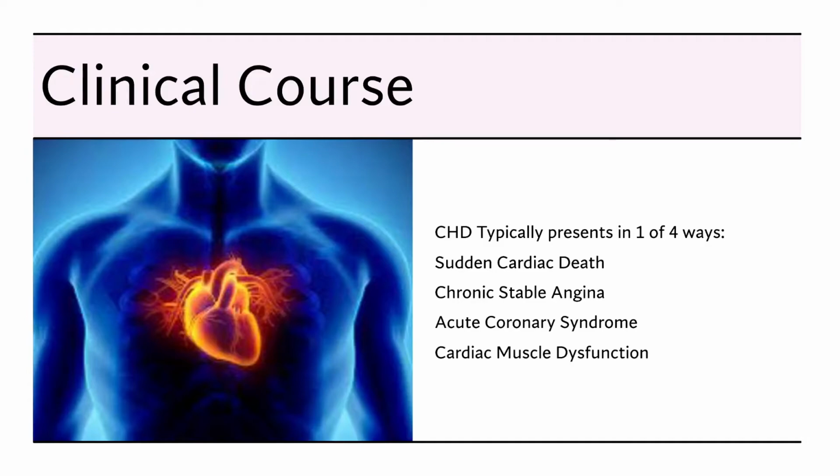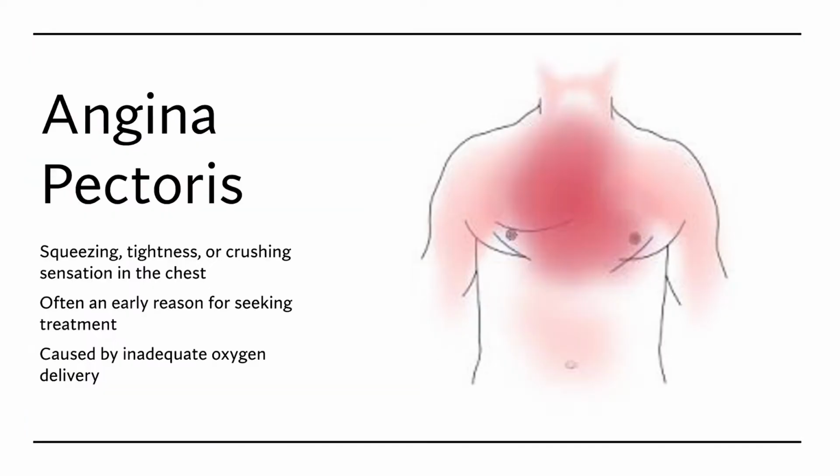The other half of people experience one of these other clinical courses. So we'll start with angina broadly, and then we'll talk about stable versus unstable. Angina pectoris basically just means chest pain. It's incredibly common. A lot of people have this. It is a sign that you're heading in a dangerous direction, but it's not necessarily an emergent condition.